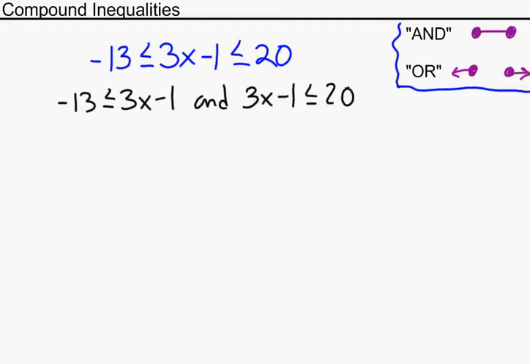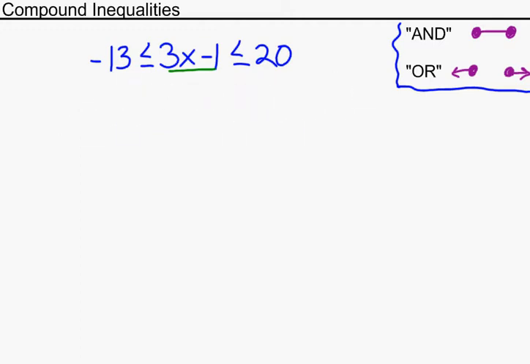As mathematicians, if we can get away with not writing things multiple times, we go ahead and do that. So if I look here in the middle, I really just condense this down, take away one of the values, and then I write my final answer as negative 13 less than or equal to 3x minus 1 less than or equal to 20. And I take away that word "and" in the middle. So really, this is an "and" compound inequality that I'm dealing with.